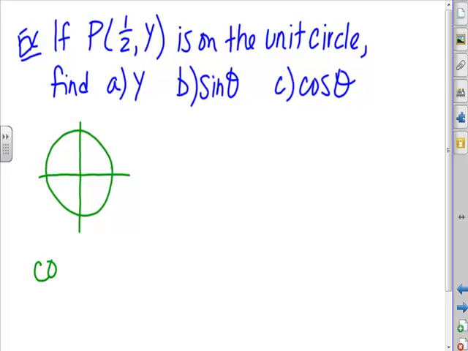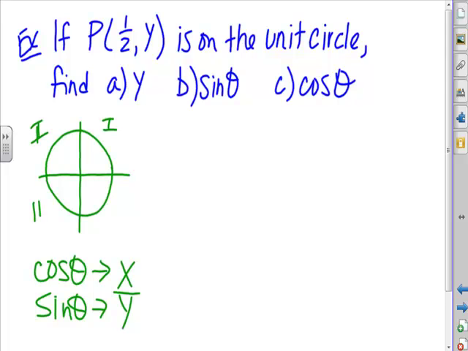If the cosine of theta corresponds to the x value, and the sine of theta corresponds to the y value, that does tell you a little bit about where cosine is positive and where cosine is negative, where sine is positive, where sine is negative. So when we think about x values, I'll remind you of the quadrants. Where is x positive? Well, x is positive over in this neck of the woods, in quadrants 1 and 4. X is negative over here in quadrants 2 and 3.